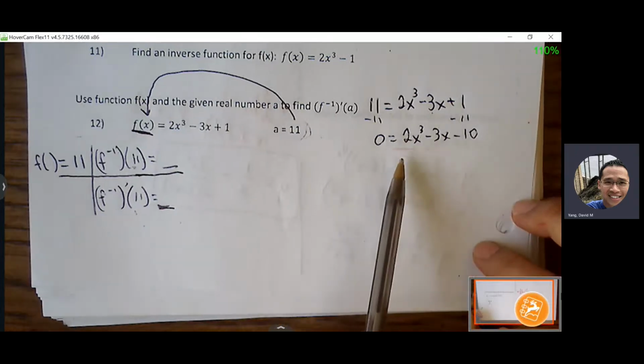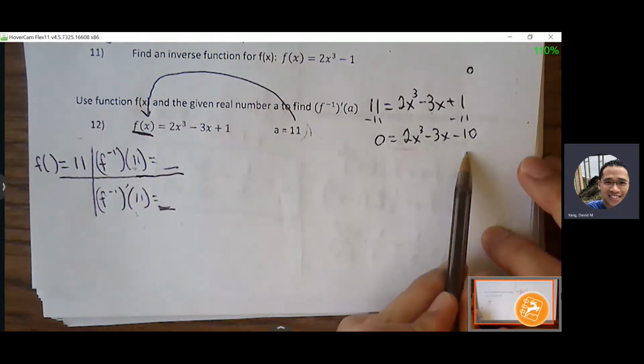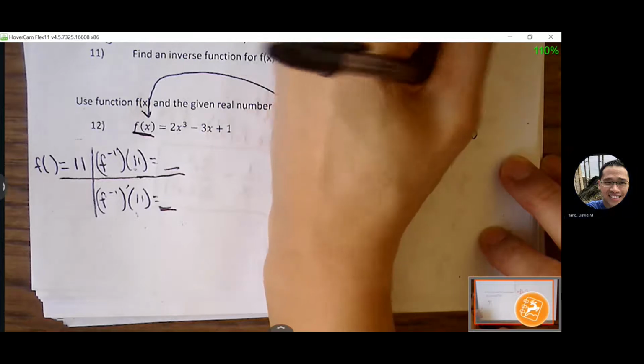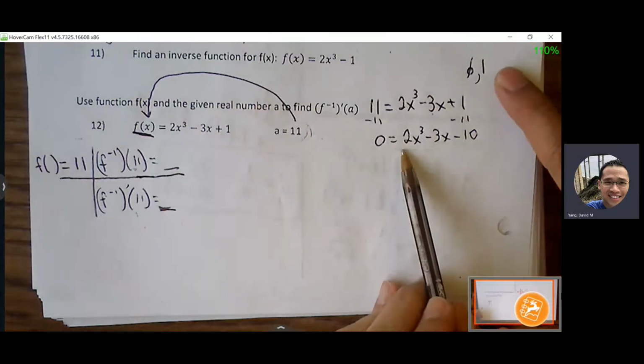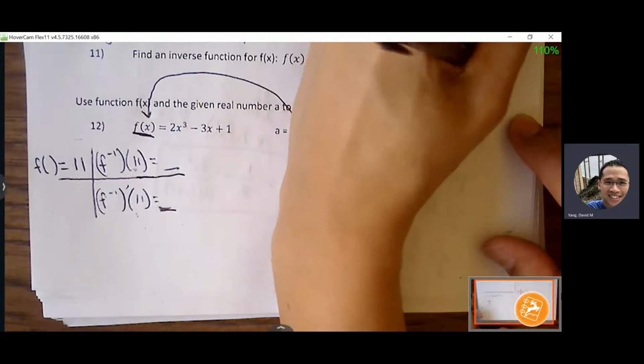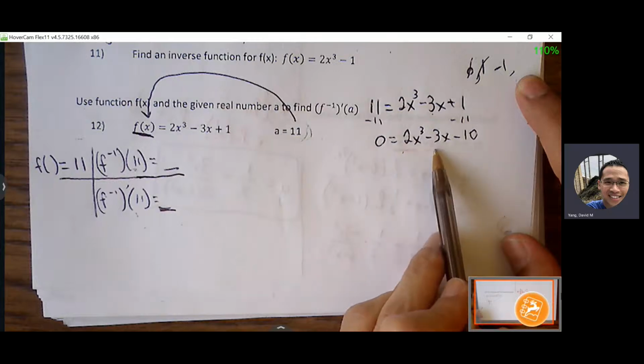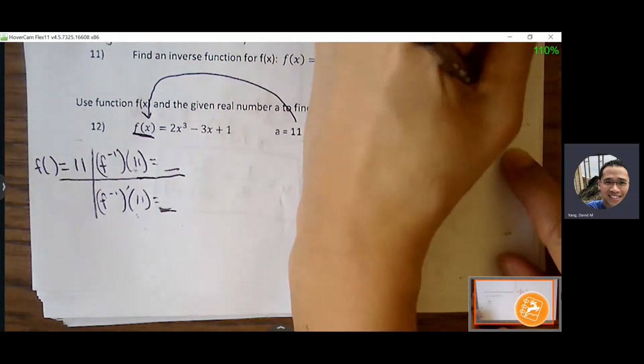So let's see if 0 works. If I plug 0 in for x, is that going to make this a true statement? No. Okay. How about 1? 2 minus 3 minus 10. Nope. How about -1? -2 plus 3. Right? Not enough. How about 2?